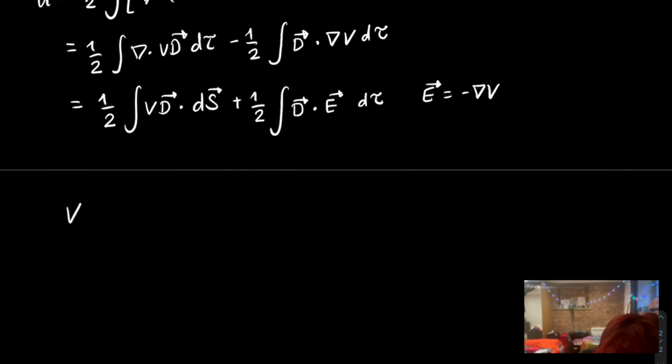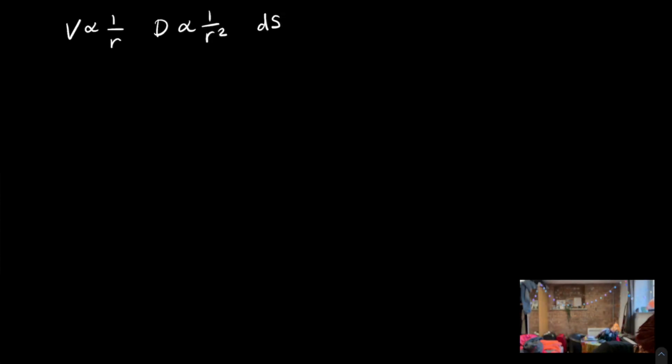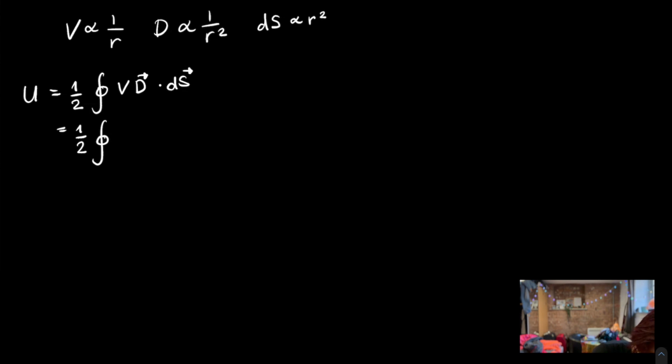We know that the potential V is proportional to 1 divided by r, and that the electric displacement field D is proportional to 1 over r squared. The surface area element dS, for a sphere, is proportional to r squared. So if we look at the first part of our integral, U is equal to 1/2 times the closed surface integral of the potential times the electric displacement over the surface. Let's substitute in how each of these terms relates to r. We have 1/2, and then in our integral a 1 over r term multiplied by a 1 over r squared term multiplied by an r squared.